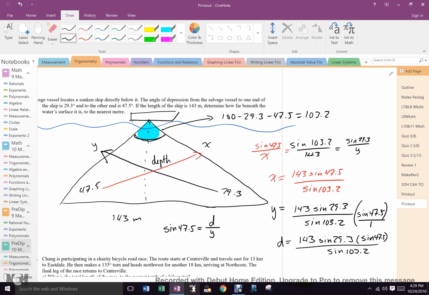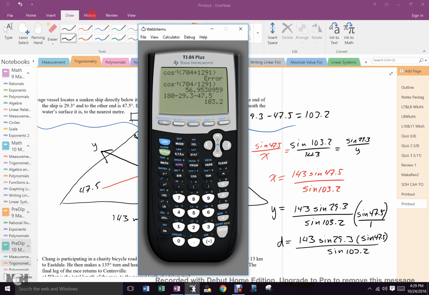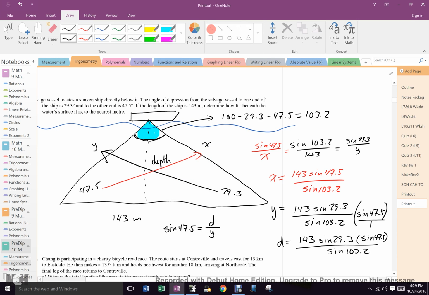That'll work. So I go to my calculator and I go 143 sine 29.3, close brackets, sine 47.5, close brackets, equals, then I divide that by sine 103.2. And I get 53 meters deep. So the depth equals 53 meters.